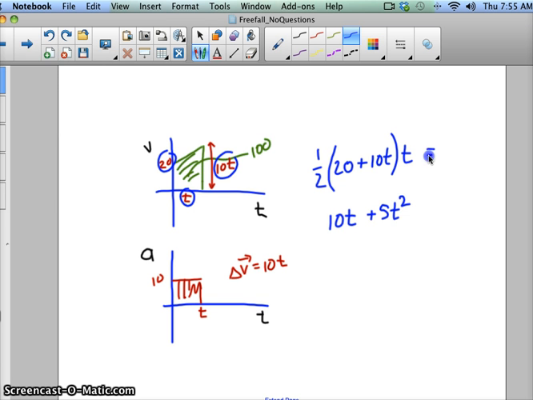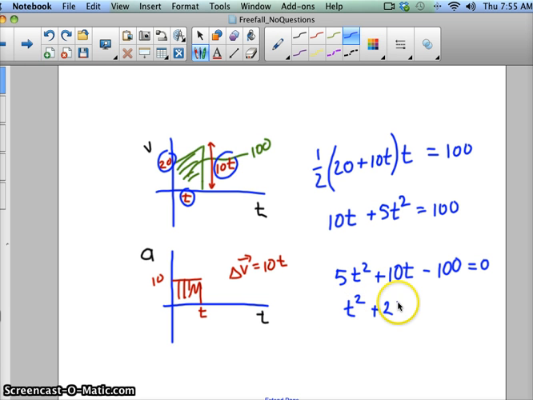And this has to be equal to 100. And I should try to rearrange it. I get 5t squared plus 10t minus 100 equals 0. And I'm going to divide everything by 5. I get t squared plus 2t minus 20 equals 0. And I'm going to hope that this is factorable.